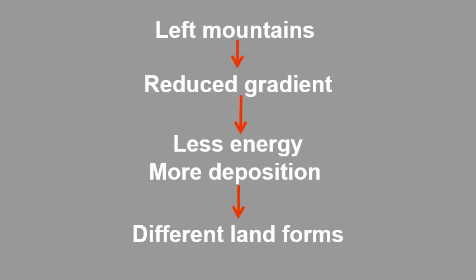Because of this reduced gradient, our mature river flows with a little less energy than it had previously, and as a result of this, it begins to deposit more. Now, a mature river performs two processes. It still continues to erode, but it also now starts to deposit. Because of this, we see different landforms forming along the mature river. Let's see what these landforms are.